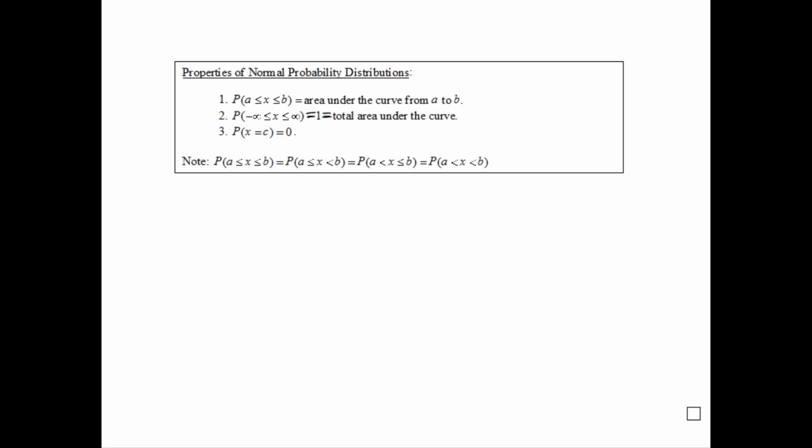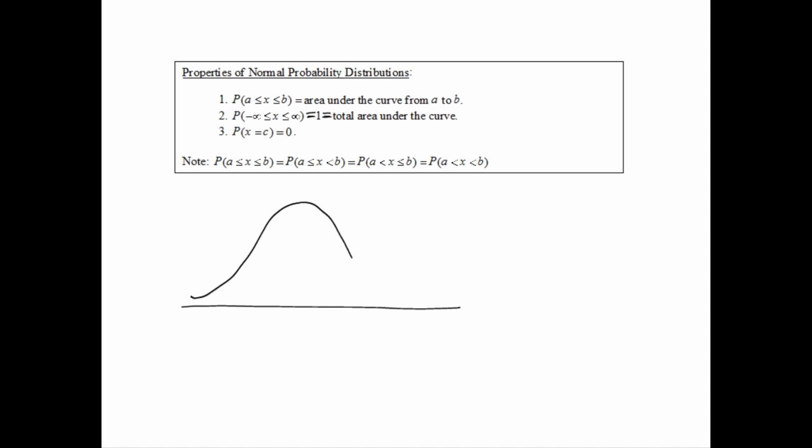Let's talk about some of the properties of the normal probability distribution. We already know that the area under the curve from A to B is the probability of x falling between A and B. We also already know that the total area under the curve is 1, and therefore we have half the area on each side. One thing we've not talked about is the fact that the probability of x being C is 0.